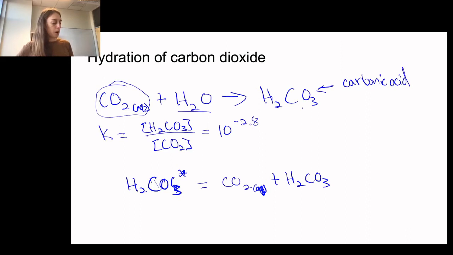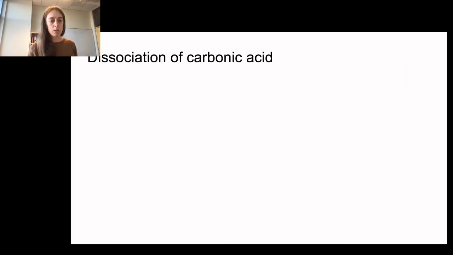Yeah, so typically you'll see it referred to as carbonic acid or carbonic acid with this little asterisk, and know that it actually means the combination of CO2 dissolved in the water and carbonic acid. Okay, so we've hydrated our carbon dioxide, now we can move along the carbonate equilibrium.